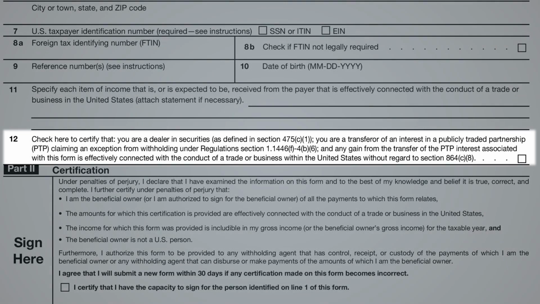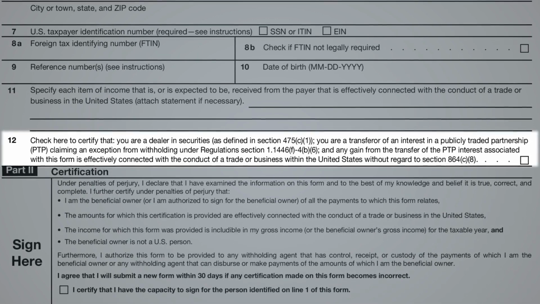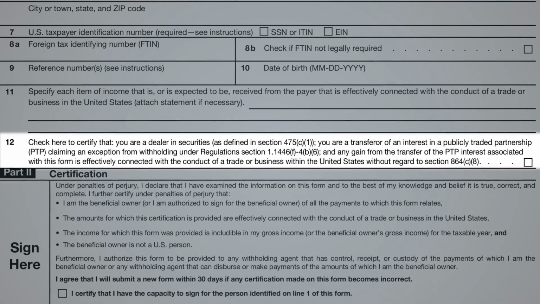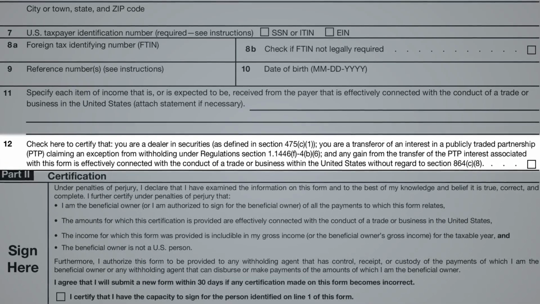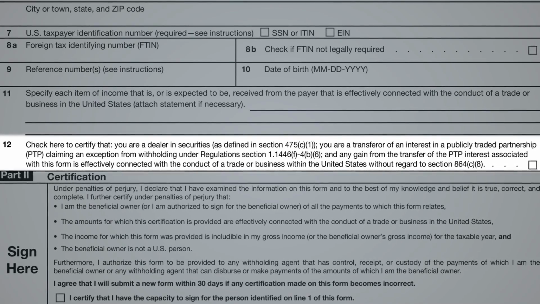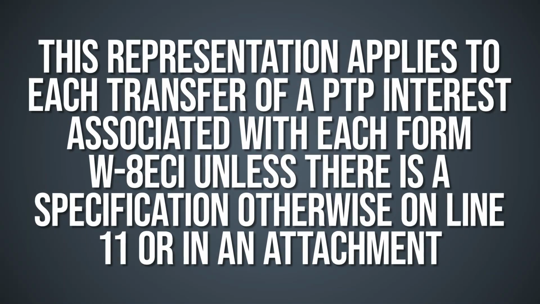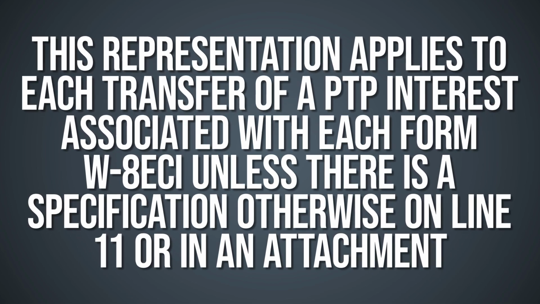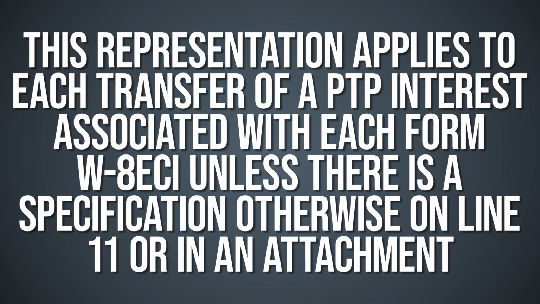Next up we have the new line 12. This line is titled Securities Dealer Exception from Section 1446(f) Withholding and includes a checkbox. The checkbox allows non-US securities dealers to certify that any gain from the transfer of a publicly traded partnership (PTP) interest is effectively connected with the conduct of a trade or business within the United States. This representation applies to each transfer of a PTP interest associated with each Form W-8ECI, unless there is a specification otherwise on line 11 or in an attachment.